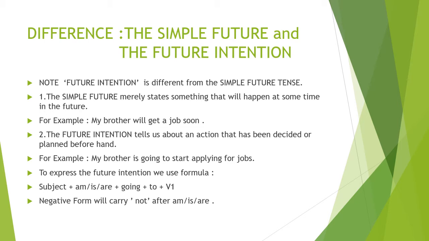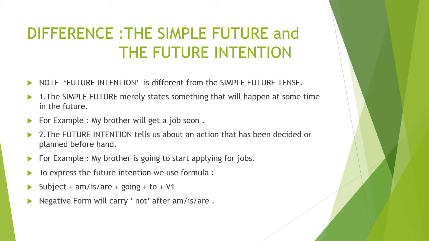The future intention tells us about an action that has already been decided. Means beforehand you have planned something. That type of sentence will be taken as a future intention. Example: my brother is going to start applying for jobs. You can see the differences between these two sentences: of simple future, my brother will get a job soon, and of future intention, my brother is going to start applying for jobs.